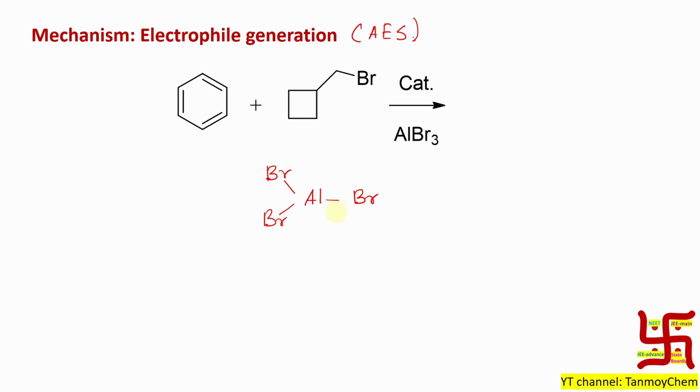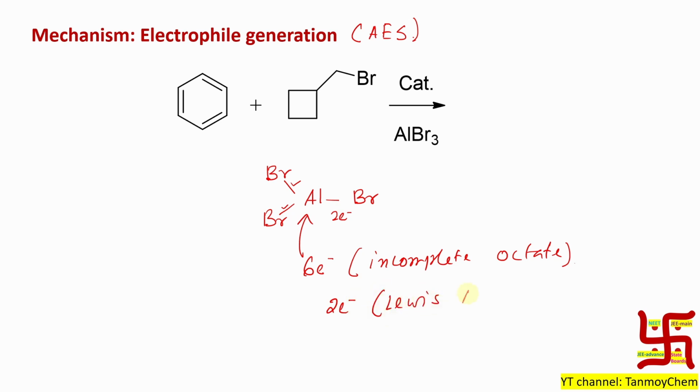Now from here you can understand this bond is 2 electron, this bond is 2 electron, this bond is 2 electron. So how many electrons are there around this central atom aluminium? 6 electrons. So you can say it is sextet or incomplete octet, means its octet is not filled up. Nearly 2 electrons are still needed for the octet to fill up. So that's why it acts as a Lewis acid.